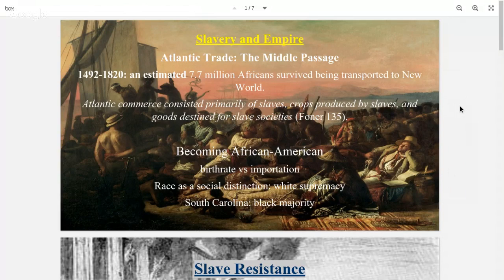And now, so the means with which slaves came from Africa, right? The transatlantic trade, or the Atlantic trade, they're referred to differently.